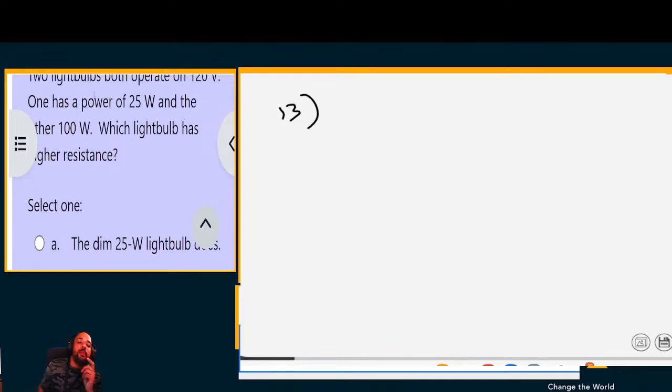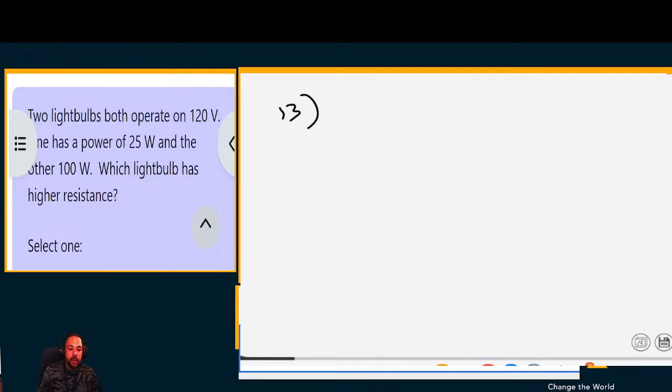Okay, now we have two light bulbs. They both operate on 120 volts. Please note this type of problem here. They always like to include it because they want to see if you can think logically.